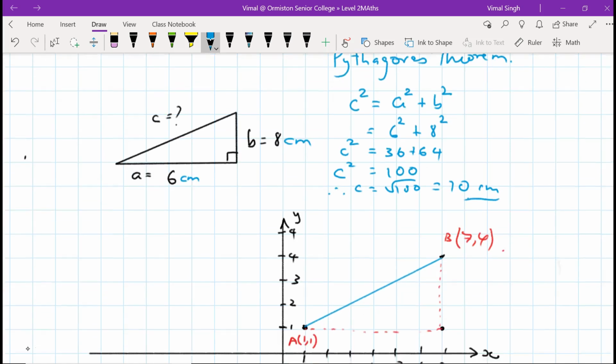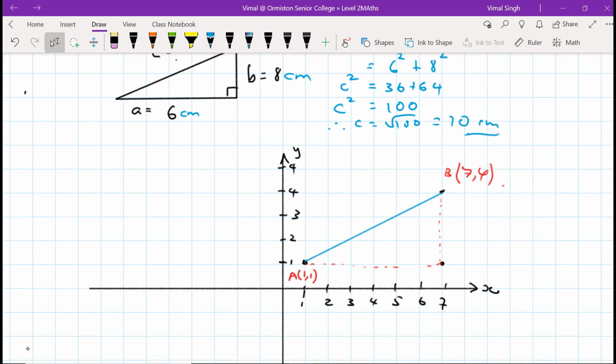Now, let's have a look at a line segment that has been given to us on an XY coordinate system, or a Cartesian plane. You'll notice that the points are labeled as 1, 1, and 7, 4. I need to work out the distance of this line. If you have a look here, you will notice that I have drawn two dotted lines in red, and that makes a right angle triangle.